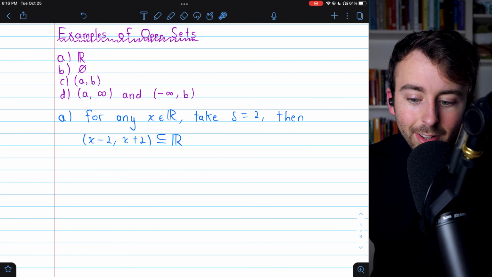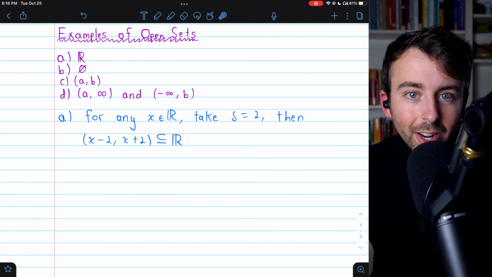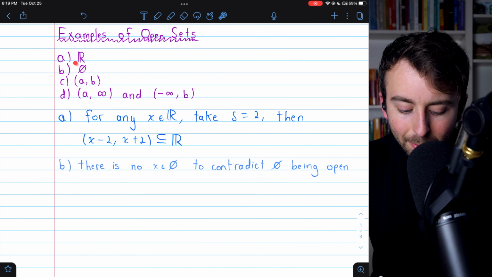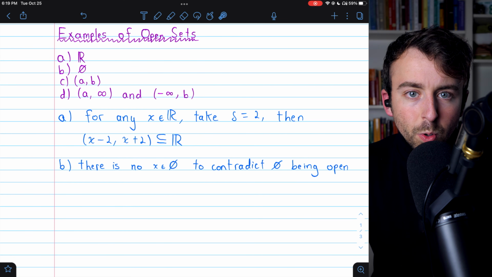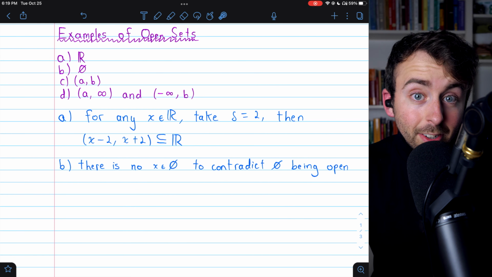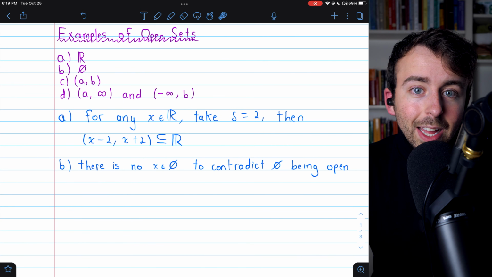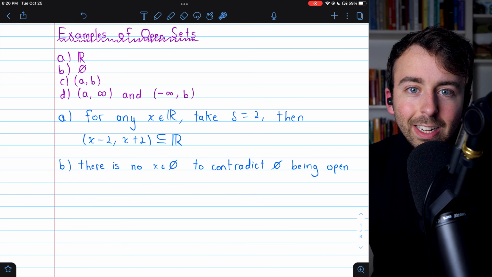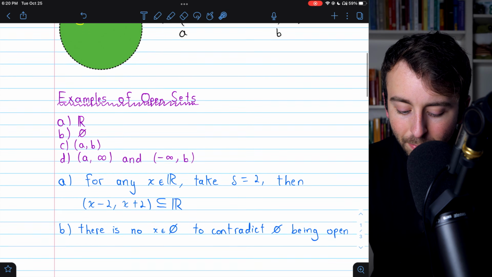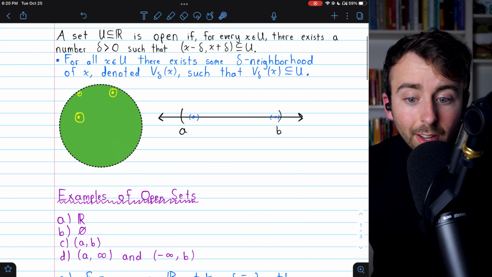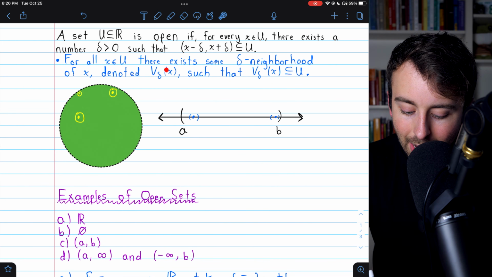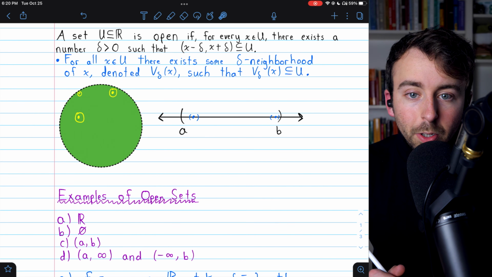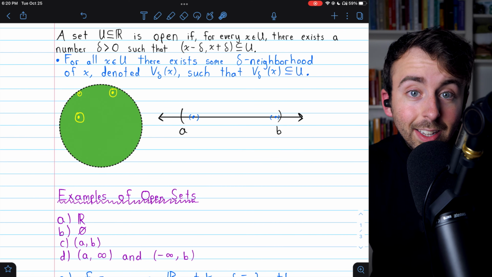In fact, they're so nice that you could have picked any delta value you wanted here, and this would still hold. The empty set is a more interesting example of an open set. This is one of those vacuous truths. I can certainly say the empty set is an open set, just like I can say every element of the empty set is a dwarf that knows how to play golf, because there's no element in the empty set to contradict these statements. Remember the definition of an open set. A set is open if, for every element of that set, there exists some neighborhood around that element, a delta neighborhood around that element, that is entirely contained in the set.